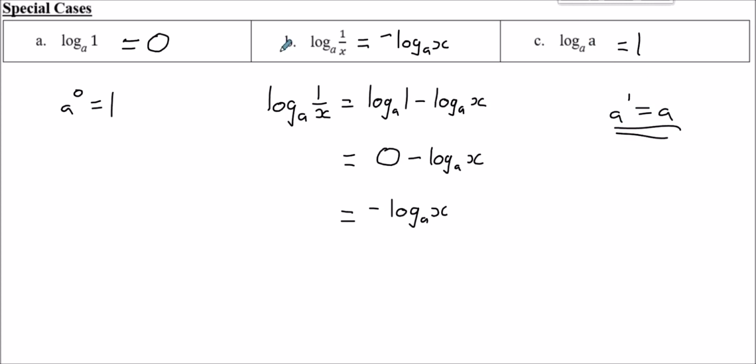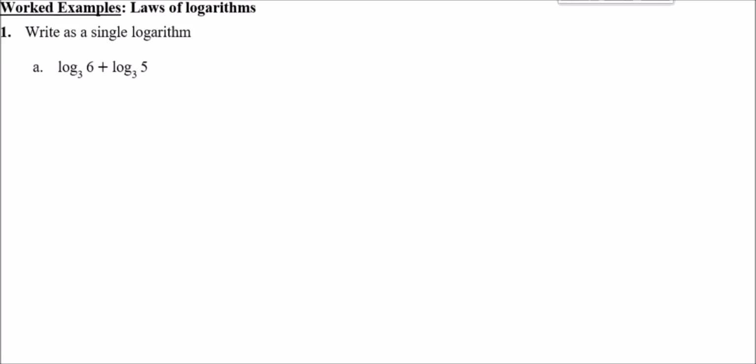And so we need to remember these special cases as well as the laws we've just arrived at in the previous steps. But let's now have a go at some worked examples using these ideas. So first of all, write as a single log, log base 3 of 6 plus log base 3 of 5. So what we should know here now is that this is the same as log base 3 of 6 times 5, using the multiplication law of logs. That's the same as log base 3 of 30. 6 times 5 is 30.